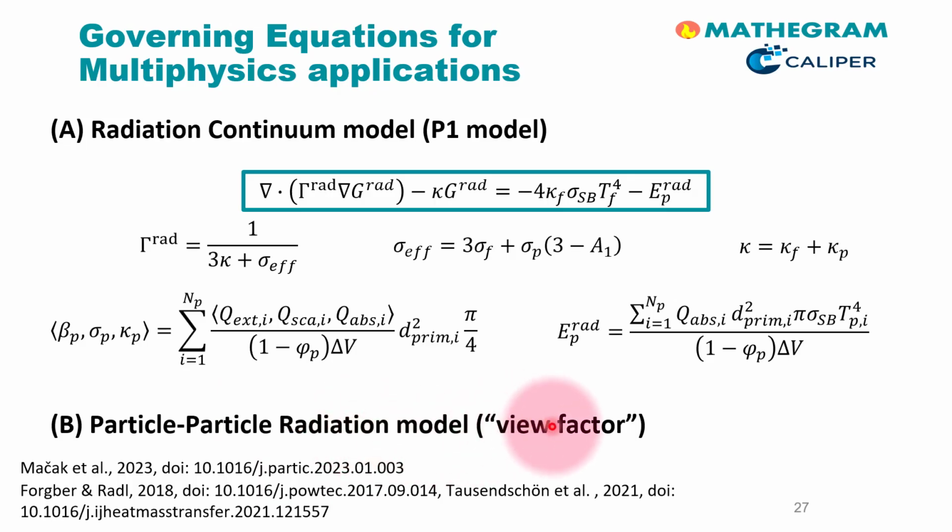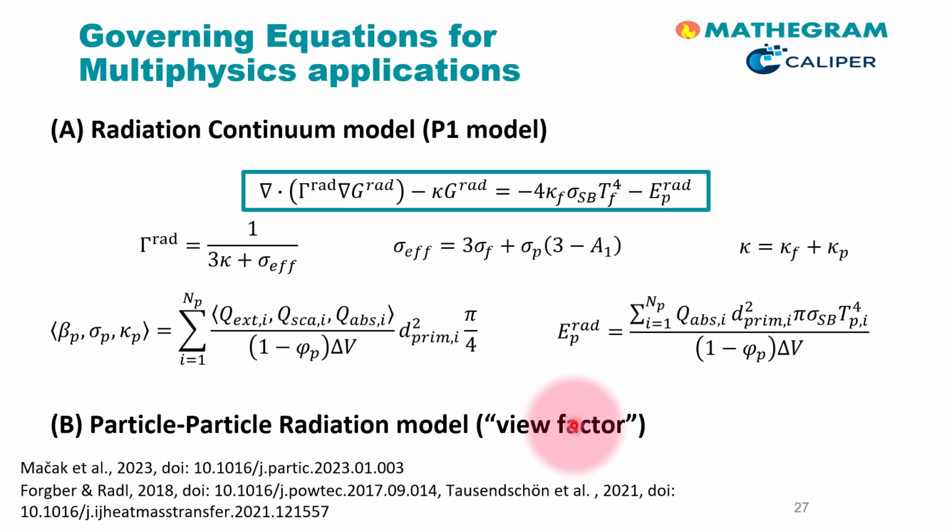Since each particle pair within a certain range must be considered, these view factor based models are computationally more expensive than the P1 model. They offer, however, a potentially more precise solution to the radiation problem.